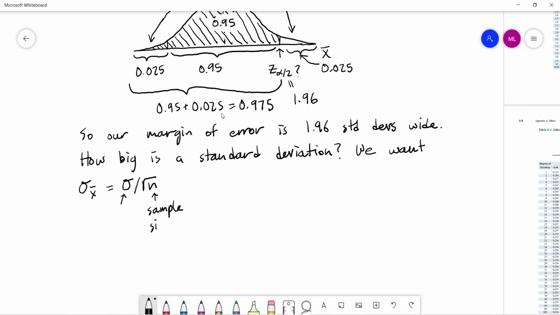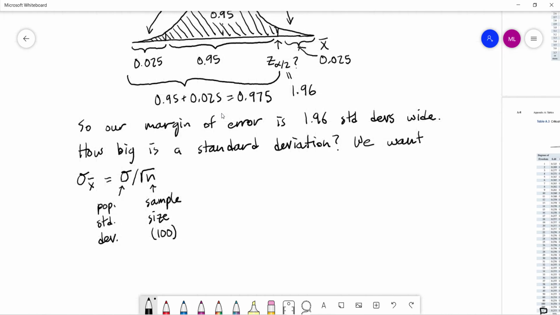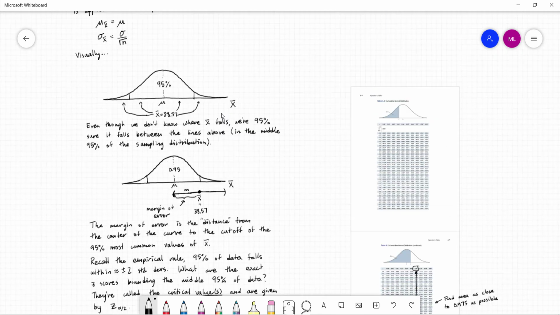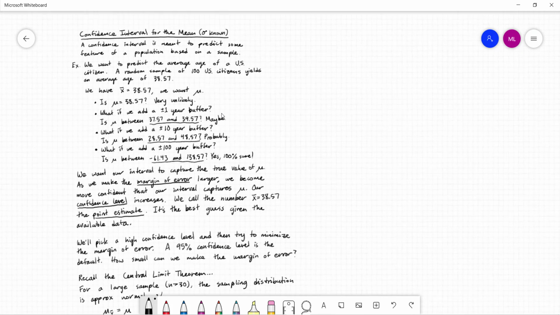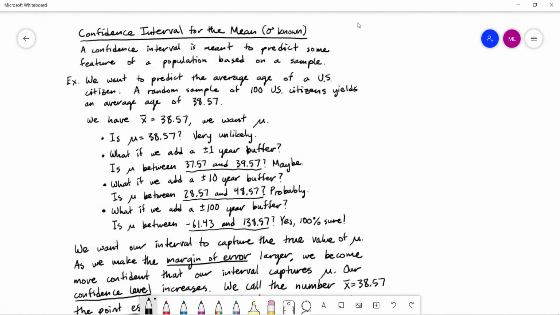Sample size, and it's equal to 100 in this case, right? We said back at the beginning framing of this problem that we took a sample of 100 people to get that 38.57. And this is the population standard deviation. We need that value. Notice that it's not given in the problem yet, but if we come way back up to the beginning of the lecture, we were assuming that sigma had to be known.